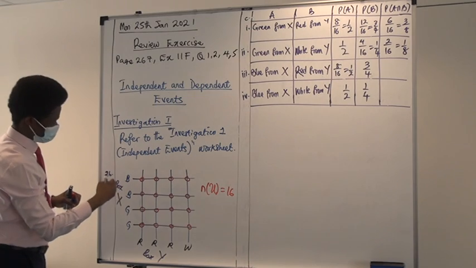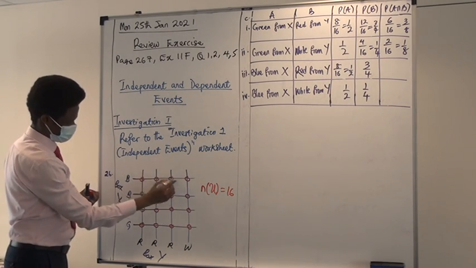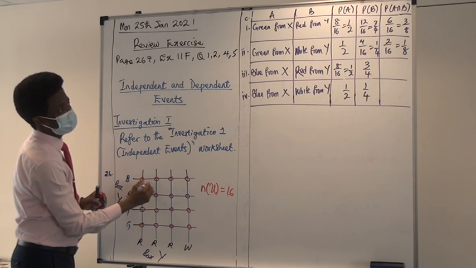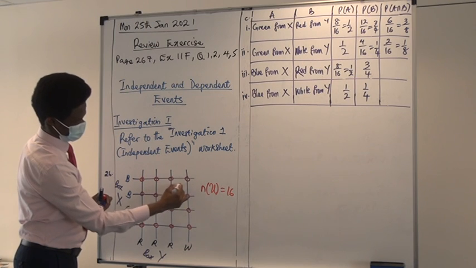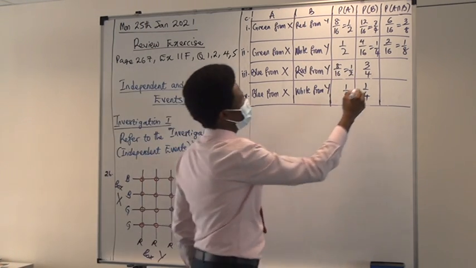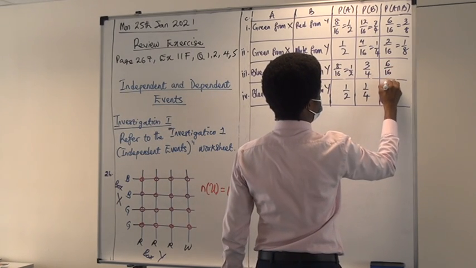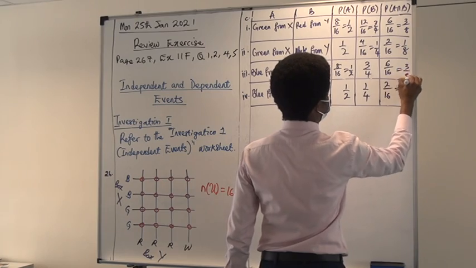Blue from X, red from Y, similarly 6. And the last one, blue from X and white from Y, 2. So this is 6 and this is 2. So you have 6 out of 16, 2 out of 16, 1 over 8, 3 over 8.